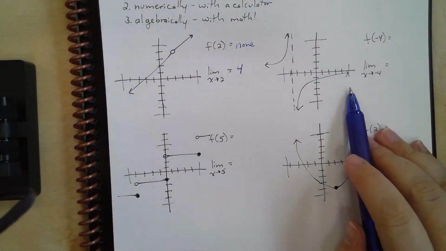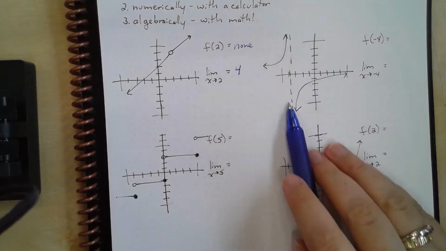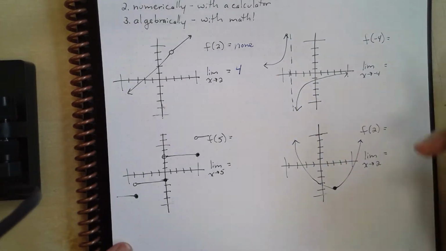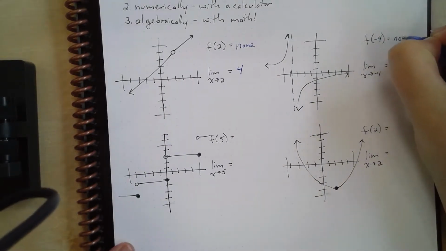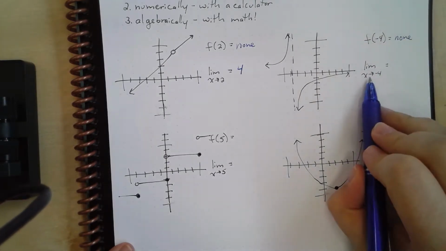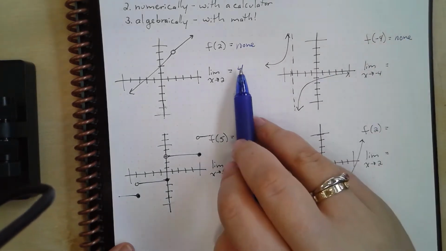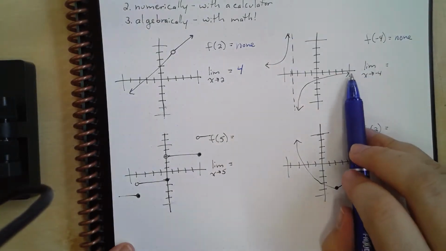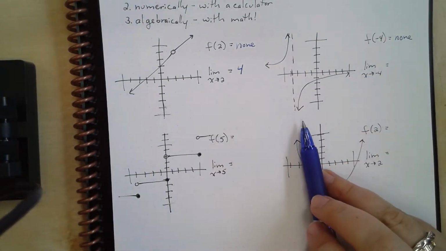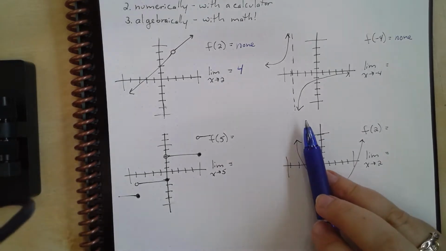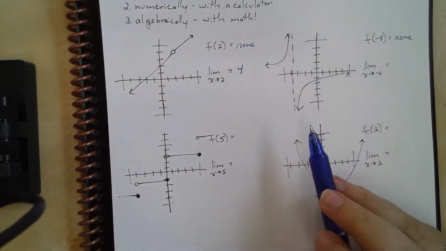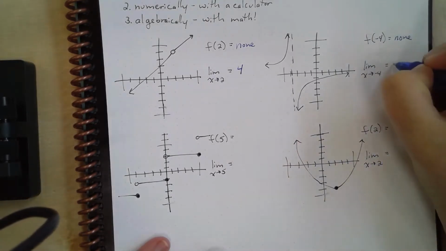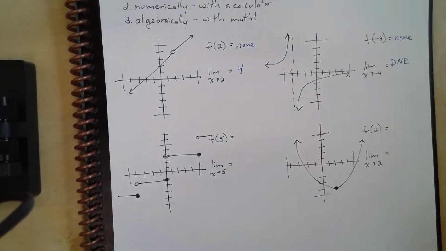Let's look over here. f of negative 4, that's an asymptote, so that's also none. There is no value there. And if we look at the limit as x goes to negative 4, if we're coming from the left, this goes up to positive infinity. If we come from the right, this goes down to negative infinity. Because those are going in opposite directions, they're not coming together at the same point, this does not exist. There is no limit as x approaches negative 4.